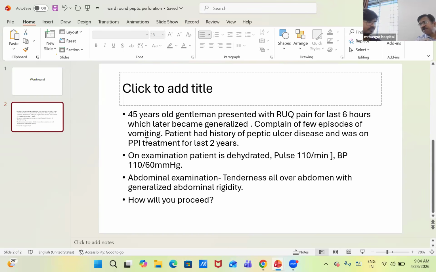You bring a loop of jejunum and take a seromuscular bite from the margin of the ulcer perforation and a seromuscular bite from the jejunum. So place that jejunal patch over the perforated site. This is serosal patch repair.